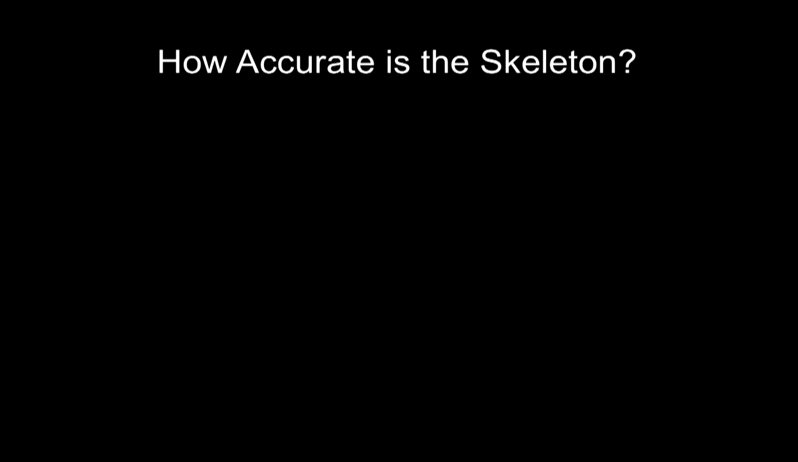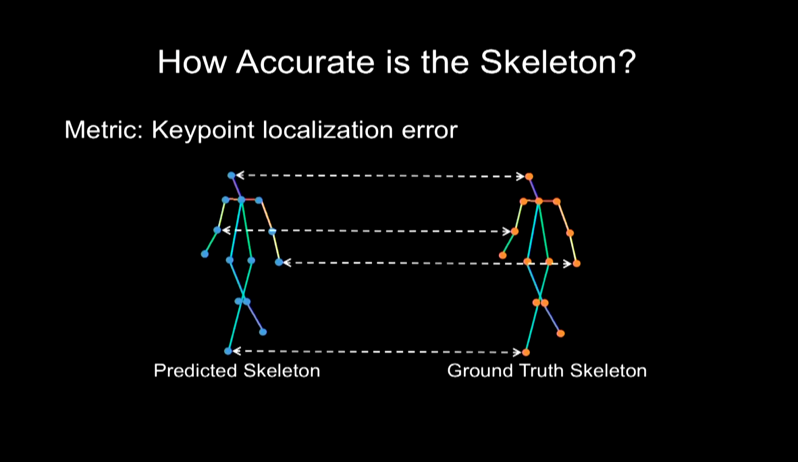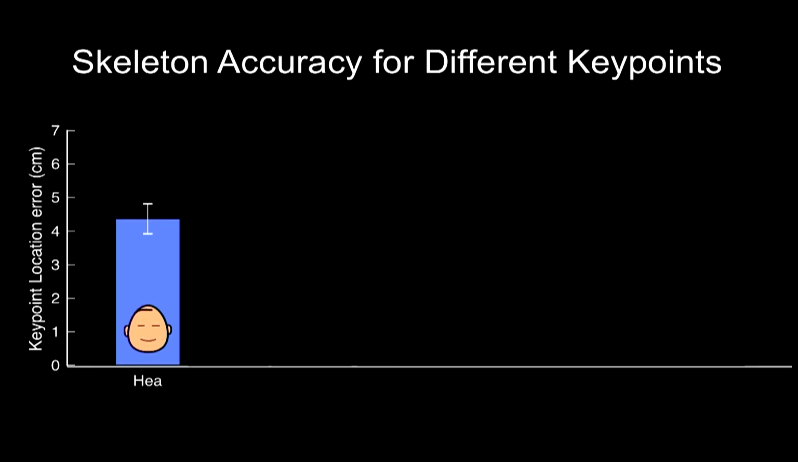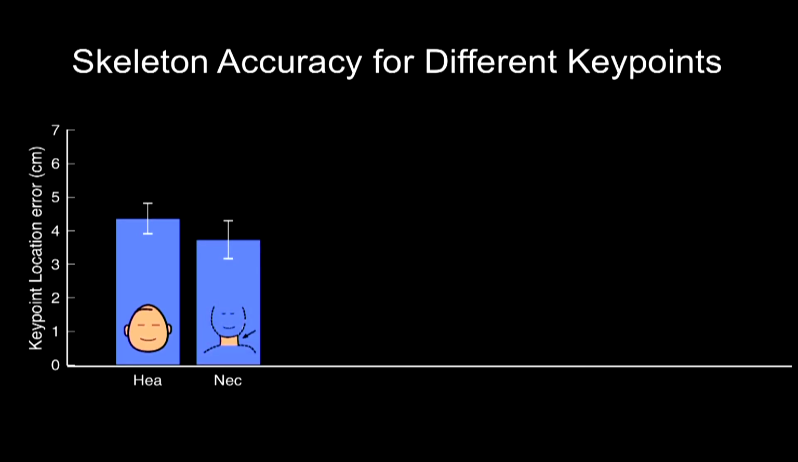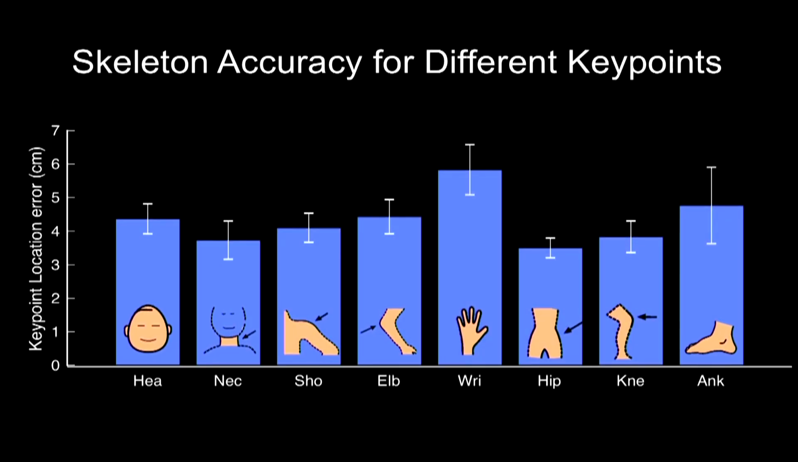To evaluate our system, the first question we want to ask is, how accurate is our skeleton? To evaluate the accuracy of our skeleton, we look at the localization error of each key point in the 3D space. We compare the predicted 3D skeleton with the ground truth and compute the localization error for each body key point. And here's the result. Our localization error is around 4.3 centimeters for the head, and it's less than 4 centimeters for the neck. Our model also works well for the rest of the key points, and even in the worst case, our localization error is less than 6 centimeters.